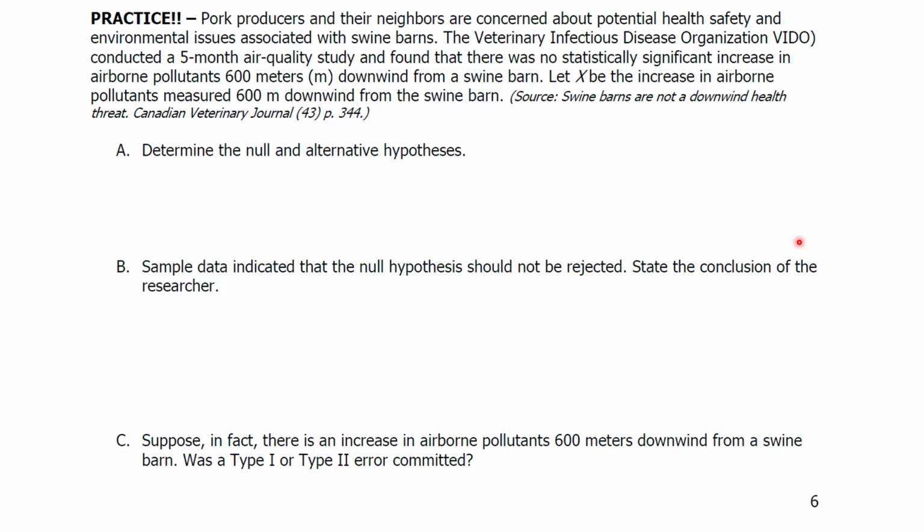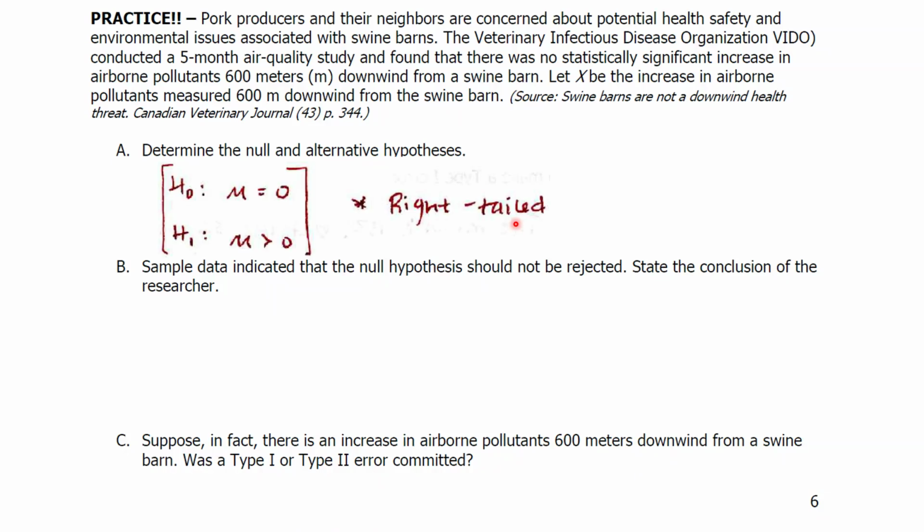So in this problem, our key word here is increase. So we're testing if there's an increase in pollutants, not just any change. So we are going to have a right-tailed test. So mu here is going to equal 0 for our null, and then mu will be greater than 0 for our alternative.